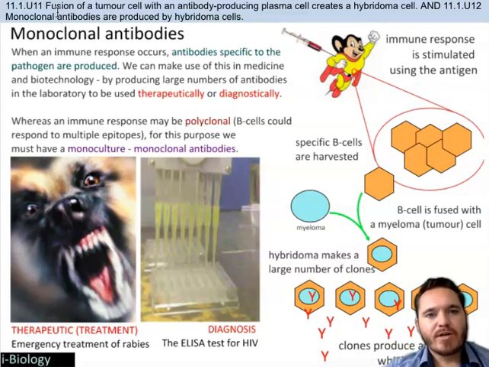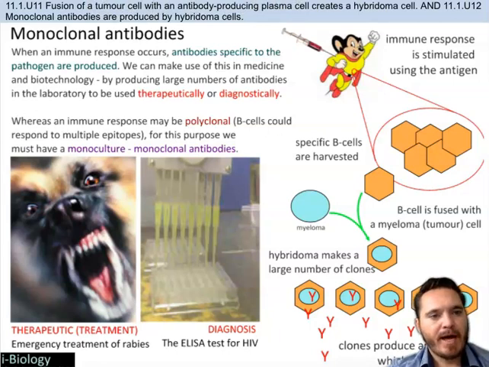So the fusion of a tumor cell with an antibody-producing plasma cell creates a hybridoma cell. Okay, monoclonal antibodies are produced by hybridoma cells. What in the world does this mean? So we've got a melanoma cell here, which is a type of tumor cell. Okay, so we're fusing the tumor cell with an antibody-producing plasma cell.